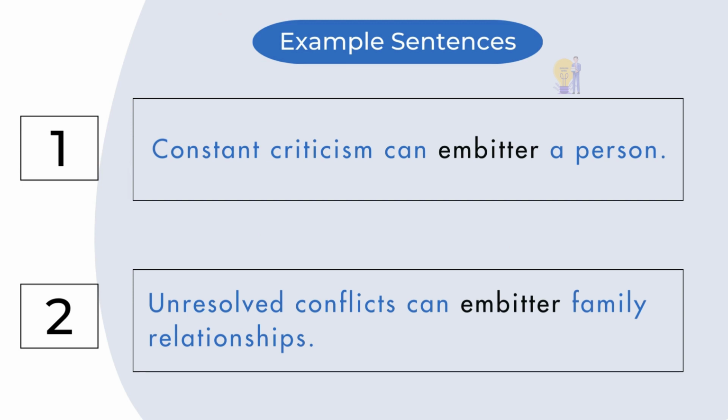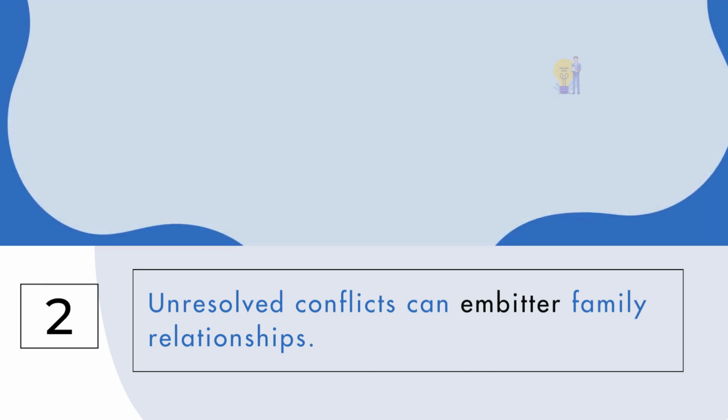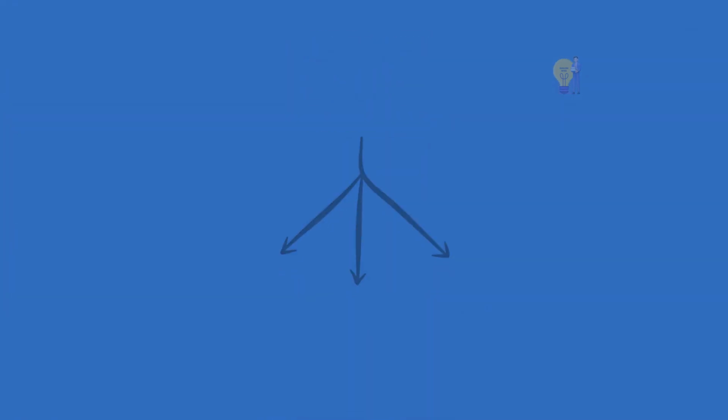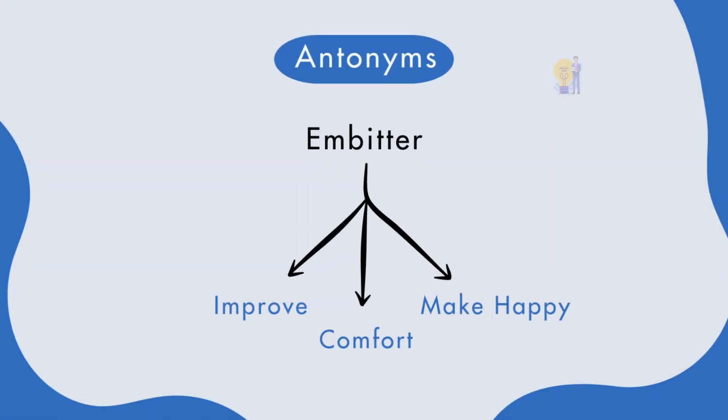The example sentences are: number 1, constant criticism can embitter a person. Number 2, unresolved conflicts can embitter family relationships. The synonyms are ruin, upset, irritated. The antonyms are improve, comfort, make happy.